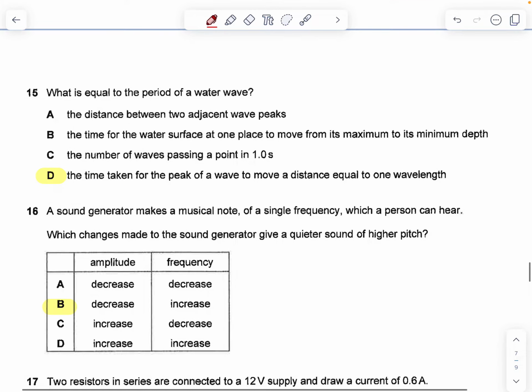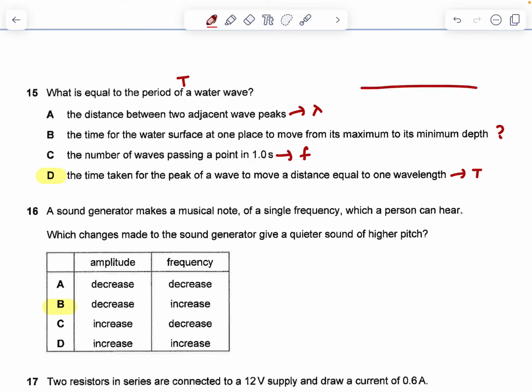Question 15. What is equal to the period of the water wave? Option A, the distance between two adjacent wave peaks, actually gives you the wavelength. The time for the water surface at one place to move from its maximum to its minimum depth, I'm also not sure what that is. The number of waves passing a point in 1 second, that is the frequency. However, the time taken for one peak of a wave to move a distance equal to 1 wavelength is actually the period, which is what we're trying to find here.